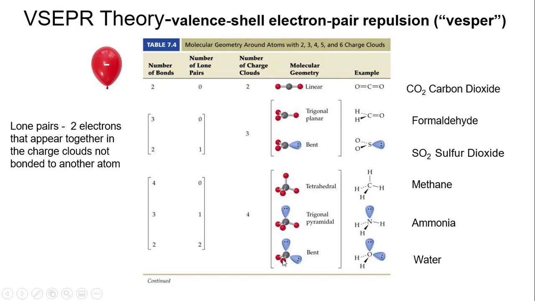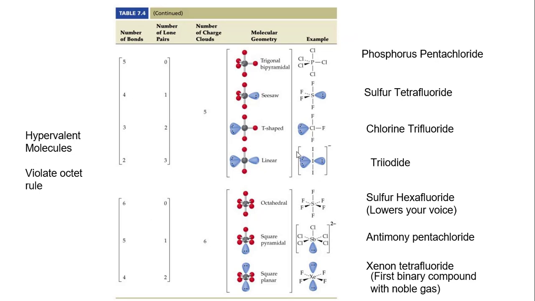These are all nice and fine and dandy, because they all, for the most part, obey the octet rule, where they want eight valence electrons. The next page, that gets thrown out the window. We get hypervalent molecules, which do not obey the octet rule, but they have some interesting shapes that you might hear about, and some of them have interesting properties. Phosphorus pentachloride, PCl5, is trigonal bipyramidal. It's got three in the middle, but they form essentially two pyramids, one right on top of the other.